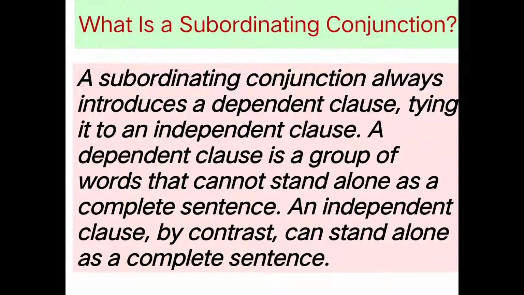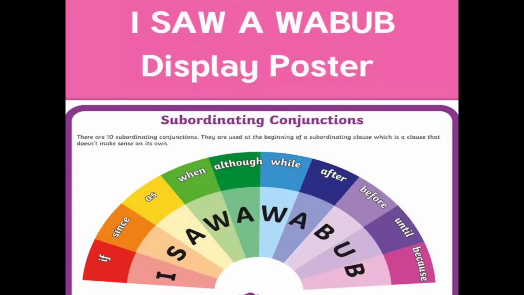Clear? This dependent clause will need another part of the sentence to complete its meaning, that is, it will need an independent clause. So a dependent clause is a group of words that cannot stand alone as a complete sentence. An independent clause by contrast can stand alone as a complete sentence. So let's understand this. I will first give you the acronym for the words which are known as subordinate conjunctions.